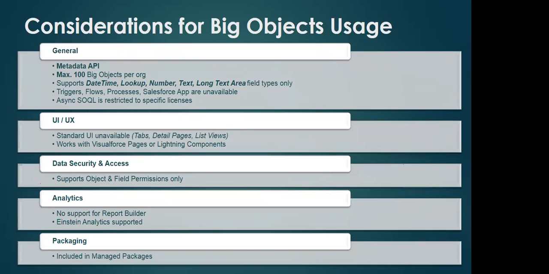One other important point to consider over here is we don't have the flexibility of using all the available field data types that we have within regular standard custom objects, right? So with big objects, you can only use the listed data types, which are date, time, lookup, number, text, and long text area. Which also means that if you really want to store other pieces of information, you may want to be a little creative and use these field types to the best of your advantage, right?